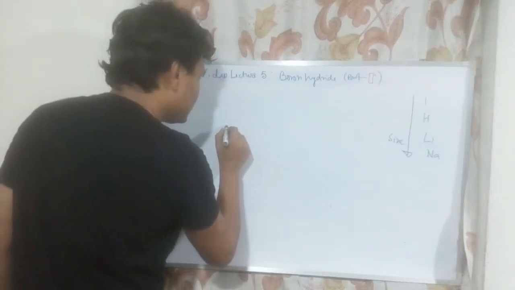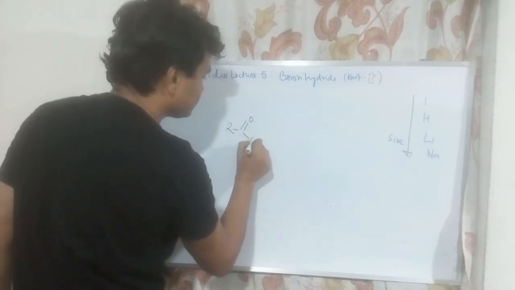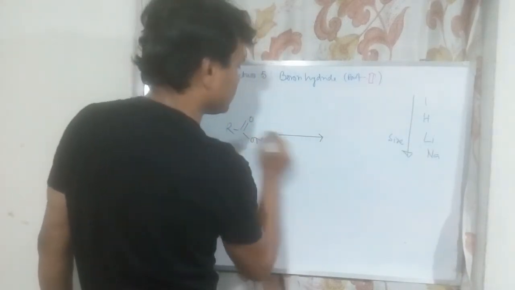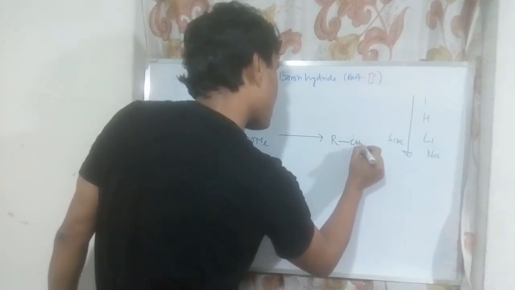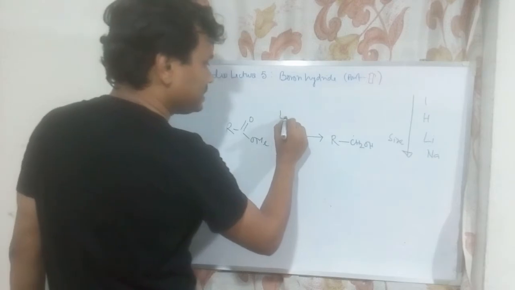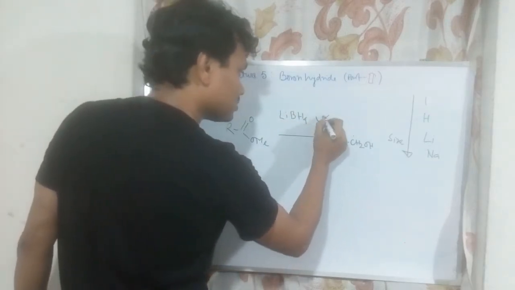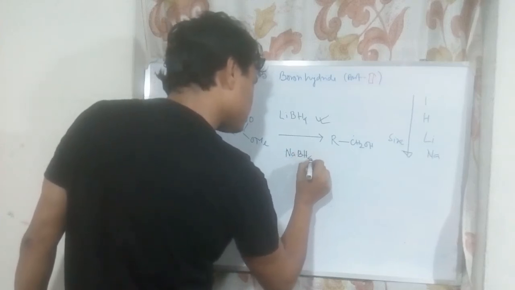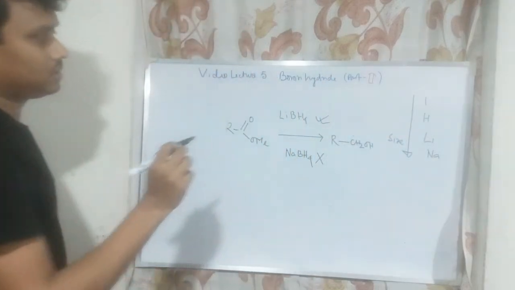As an example, let's take this ester, and the reduction of this ester into this. If we take lithium borohydride, then this reduction is possible. But if sodium borohydride is taken, this sodium borohydride can't achieve this reduction.